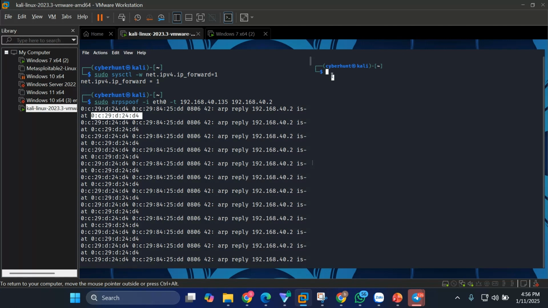I am going to come to this other side here, and what I'm going to do is also trick that same router. Having tricked Windows to believe that I am the router, me here as Cyberhorn, I am going to trick the same router to now believe that I am Windows 7. So I'm going to do sudo arpspoof, and now instead of putting 135, I'm going to come back here.